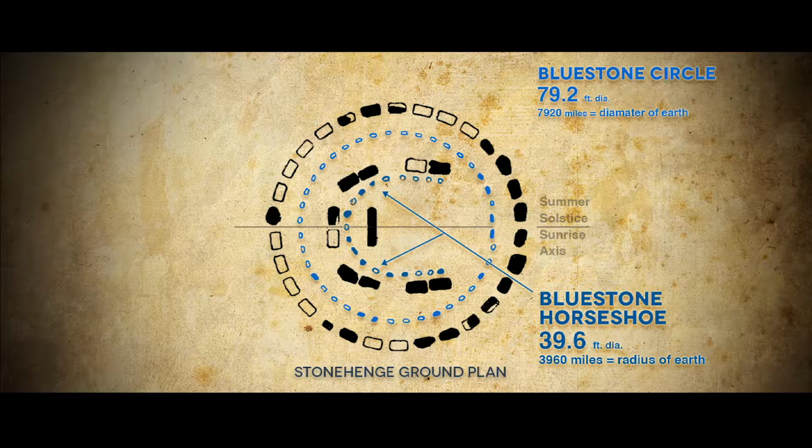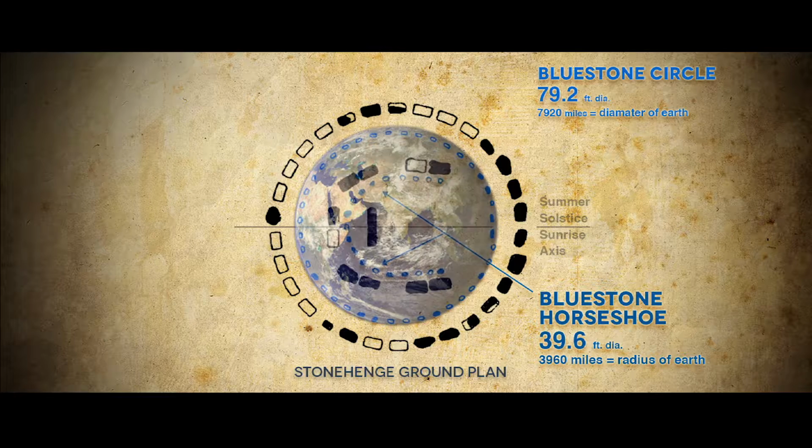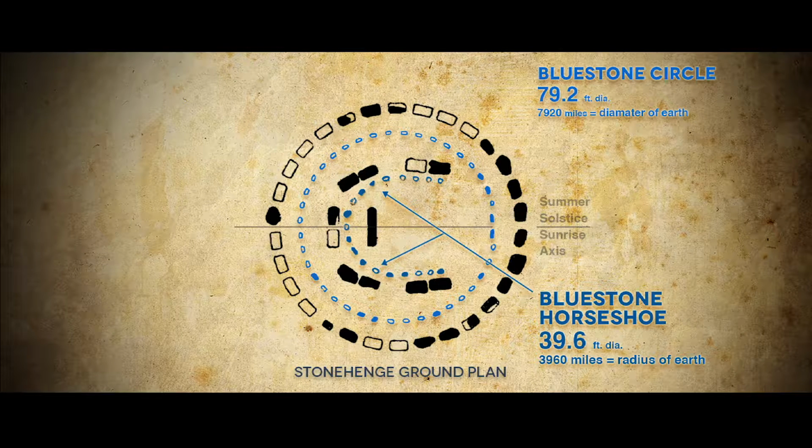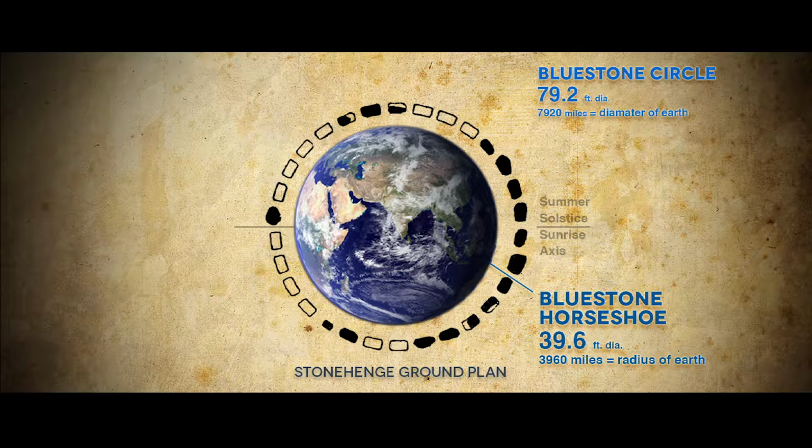But we go further here, and we will go back and we'll see that the bluestone circle is 79.2 feet. So you've got the bluestone circle here, 79.2 feet. The bluestone horseshoe, which is laid out tangent to a circle, that is 39.6 feet, right here. So they bear the relationship to each other as the diameter of the Earth, which is 7,920, to 3,960, equals the 79.2 of the bluestone circle to this circle. So we have 79.2 and 39.6.